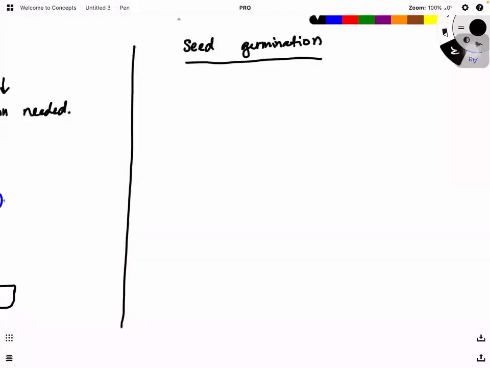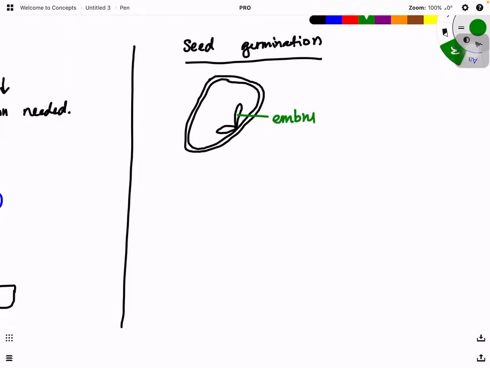So if you look at the structure of the seed, the seed will have the embryo, and then we have a layer of seed coat. So this is the embryo. In the seed, the embryo will grow when it germinates into the adult plant. Okay, after germination.